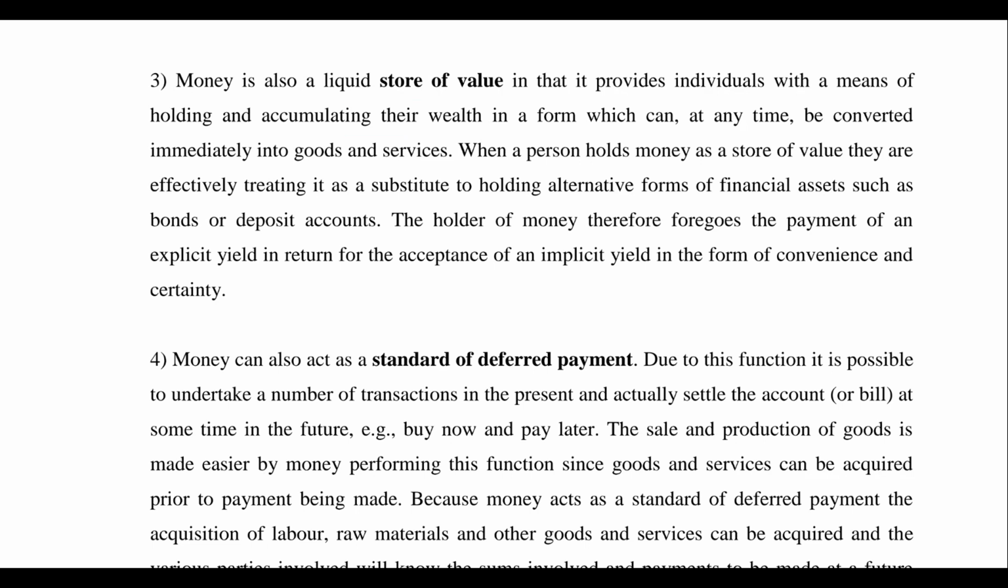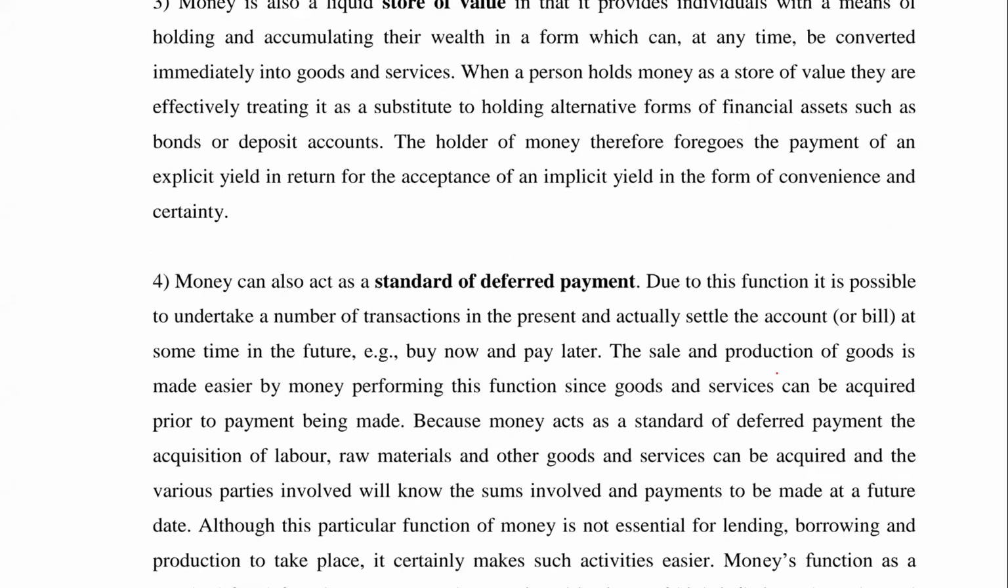So the sale and production of goods is made easier by money performing this function, since goods and services can be acquired prior payment being made, right? Because money acts as a standard of deferred payment, the acquisition of labor, raw materials, and other goods and services can be acquired, okay? And the various parties involved will know the sums involved and payments to be made at a future date. There are those deferred payments. In the future, you're supposed to make payments, but of how much, right?